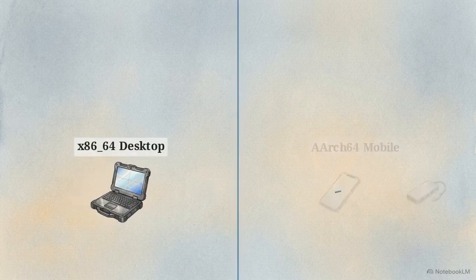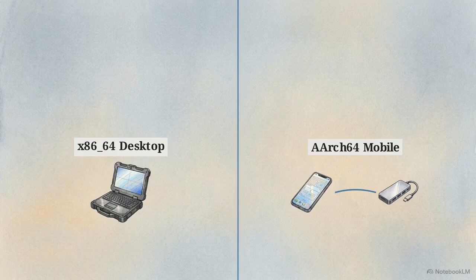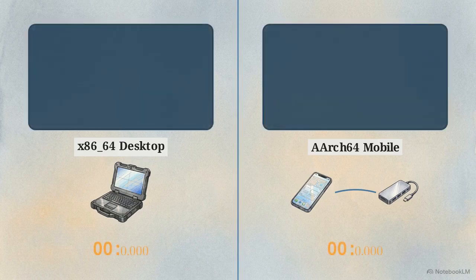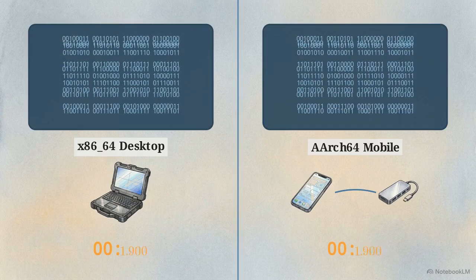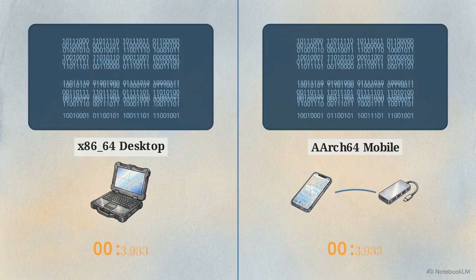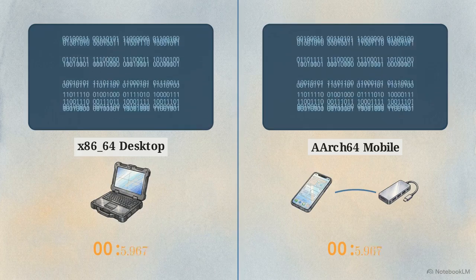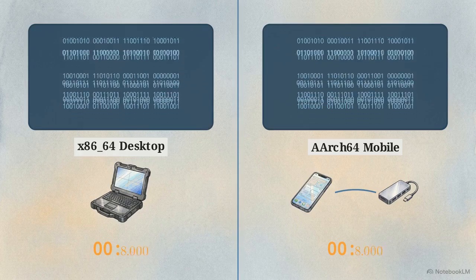Look at this split screen. On the left, a premium x86 Field laptop. On the right, a flagship smartphone wired to a USB-C hub. We are launching identical, heavy network exploitation scripts on both machines at the exact same moment.